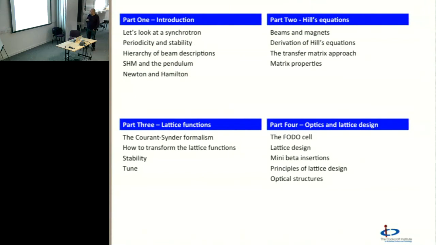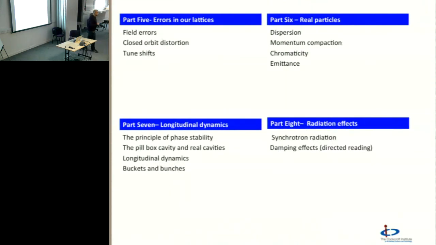Then we'll have a lecture or so on optics and lattice design: basic building blocks of any accelerator, how to design an accelerator, how to design a collider, mini beta. Then we look at generic optical structures. Then I'll throw in a few slides on real structures that have been designed in the last couple of years, so it's a bit more contemporary.